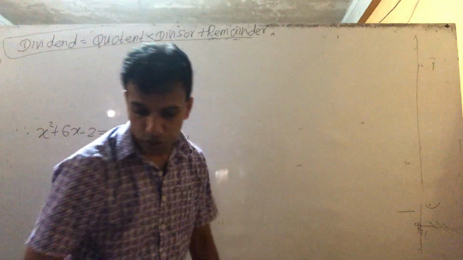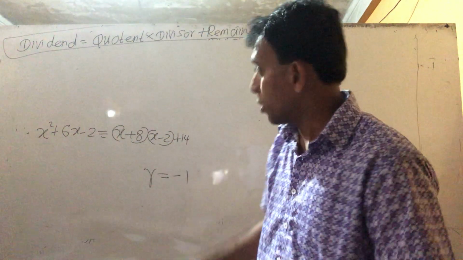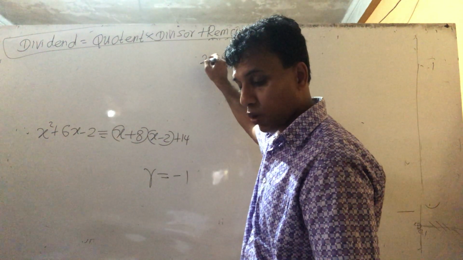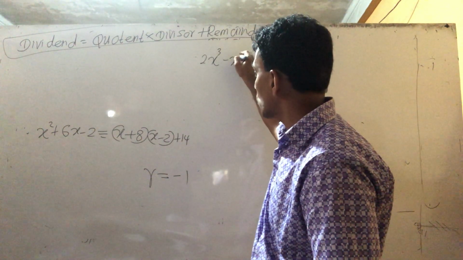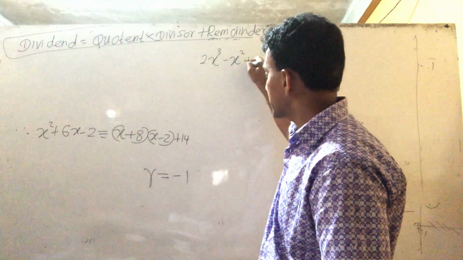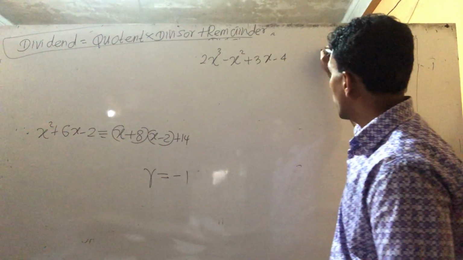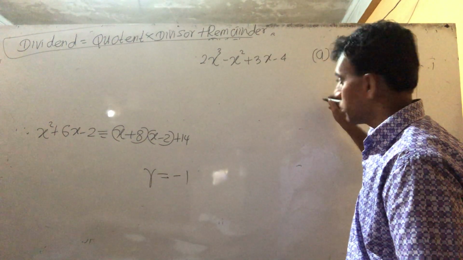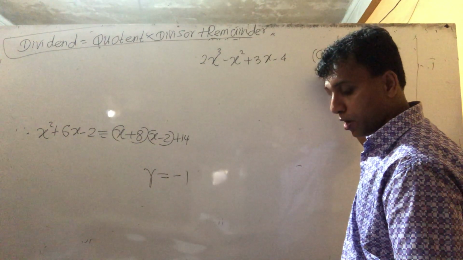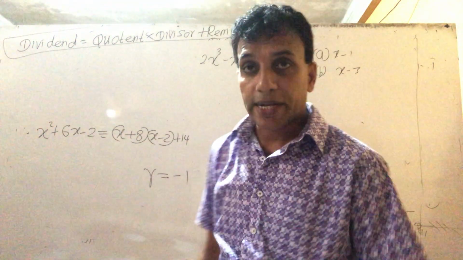Okay, we'll see another question, my second problem: 2x cube minus x square plus 3x minus 4 divided by x minus 1. The first part is also divided by x minus 3. This is my second video.